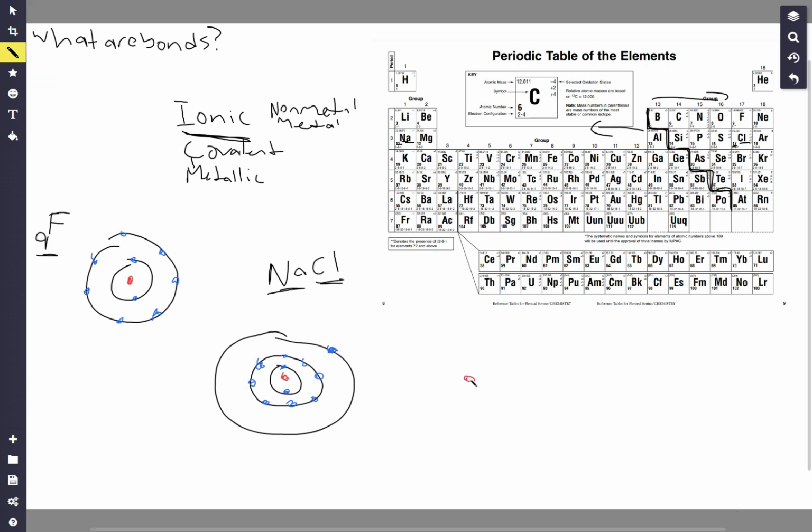Let's say this is chlorine's nucleus, right? It's going to have 3 shells as well, right? It's in period 3, so that means it's going to have 3 shells. 2 electrons in the first shell, right? 8 in the second. And then 7 in its valence shell.